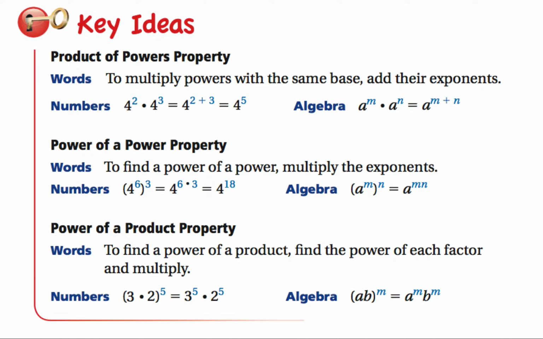This includes the product of powers property, which tells you that if the bases are the same, you can add the exponents together. The power of a power property, which is when a base has two or more exponents, you can multiply the exponents together. And the power of a product rule, or what I call the distributive property of exponents. If you have a product raised to a power, that power goes to each factor in the product, or each power within the parentheses.